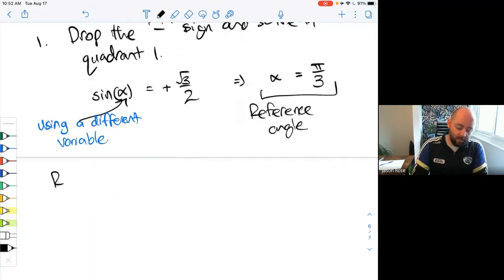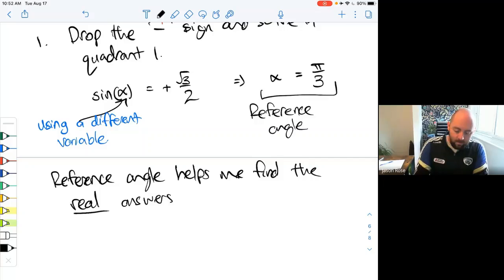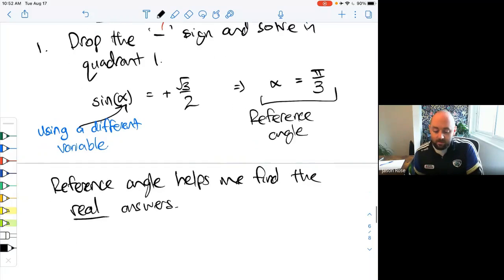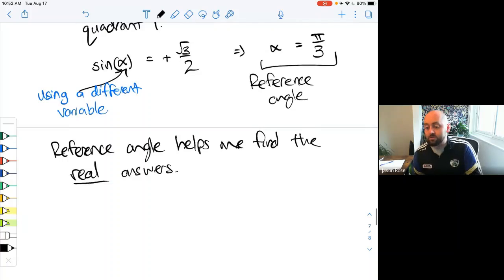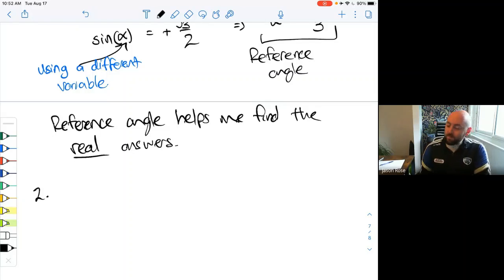So the reference angle is going to help me find the real answers. And this is something that should be memorized so far. The answer to sine of what makes √3 over 2, sine of pi over 3 makes √3 over 2. So the first step was to find that reference angle.